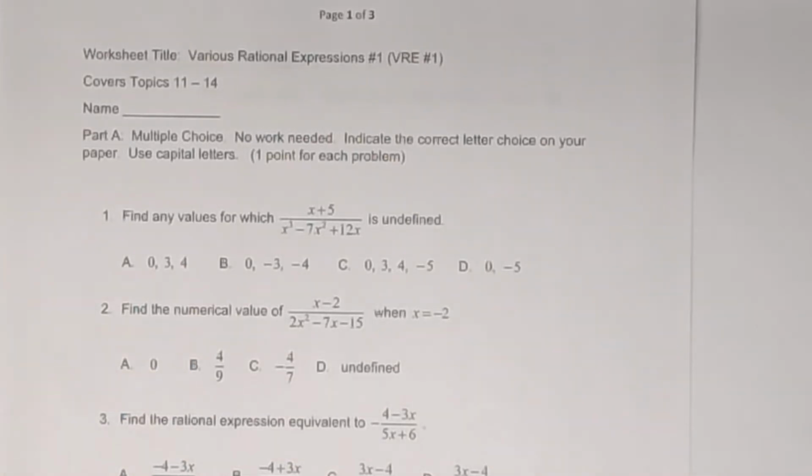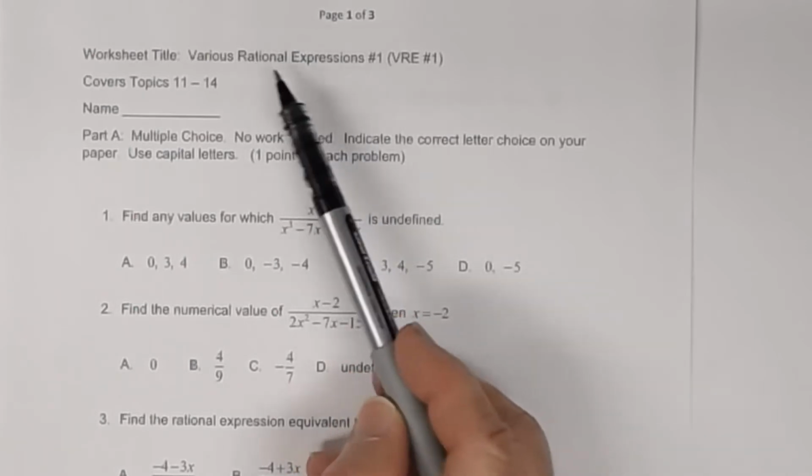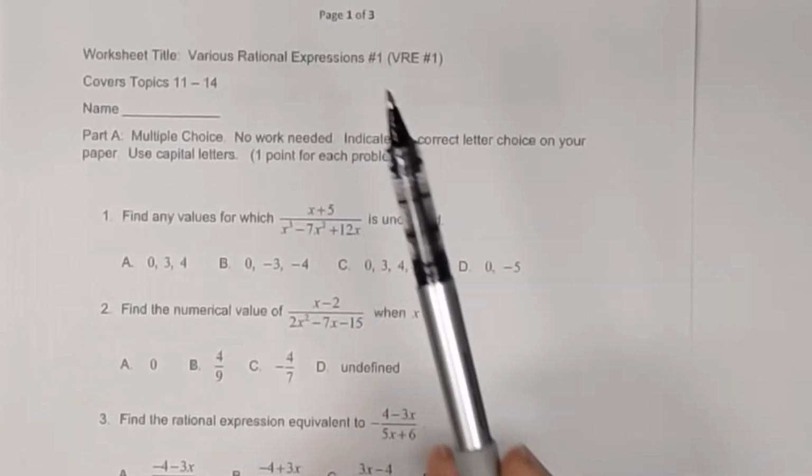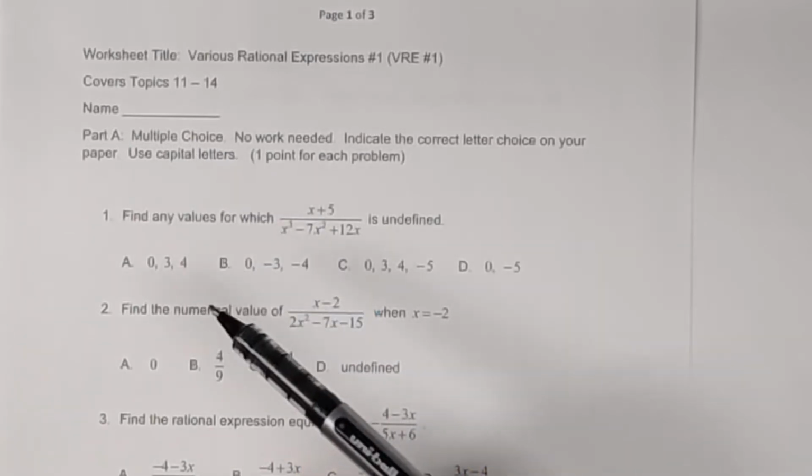This is a key to the worksheet on topics 11 through 14. The title of this worksheet is called Various Rational Expressions Worksheet, and this is number one. Now in part A, these were multiple choice items. So let's look at number one.